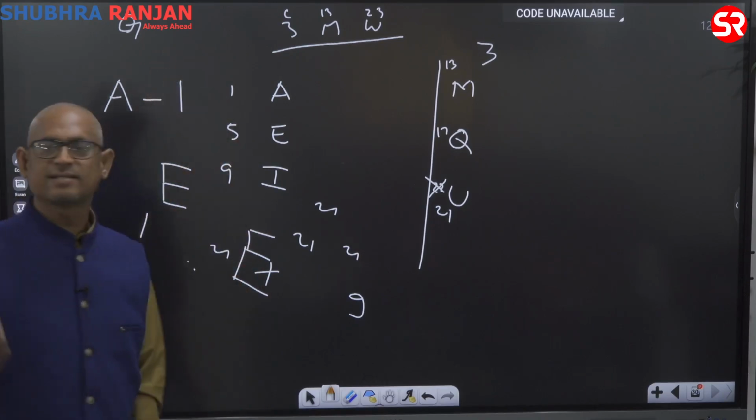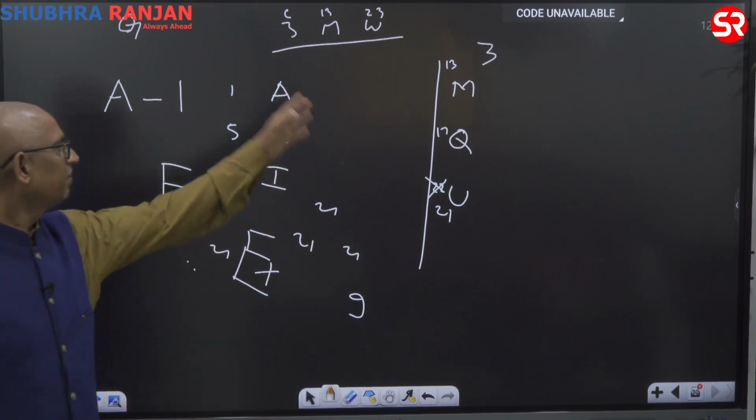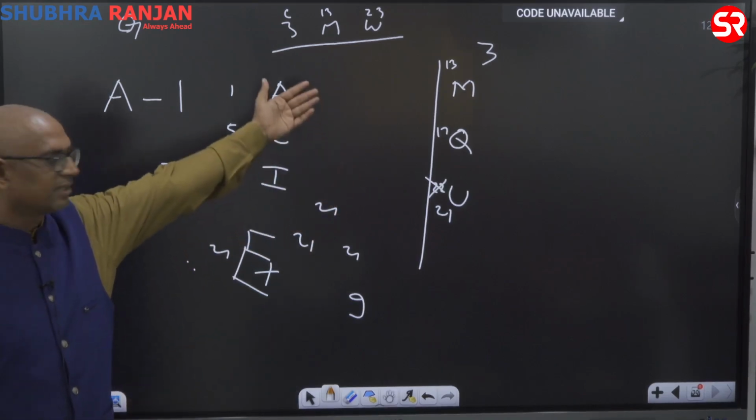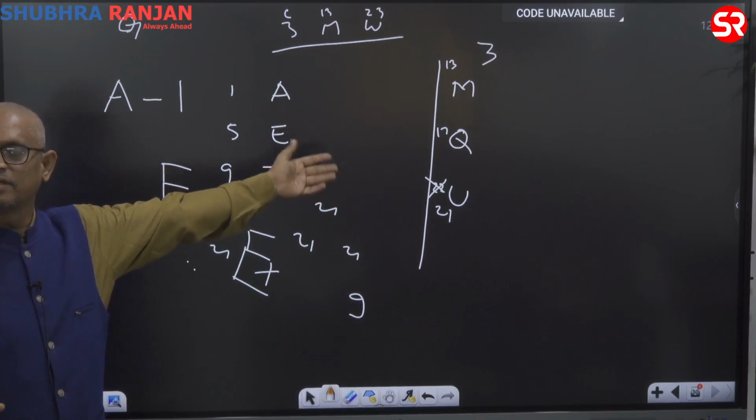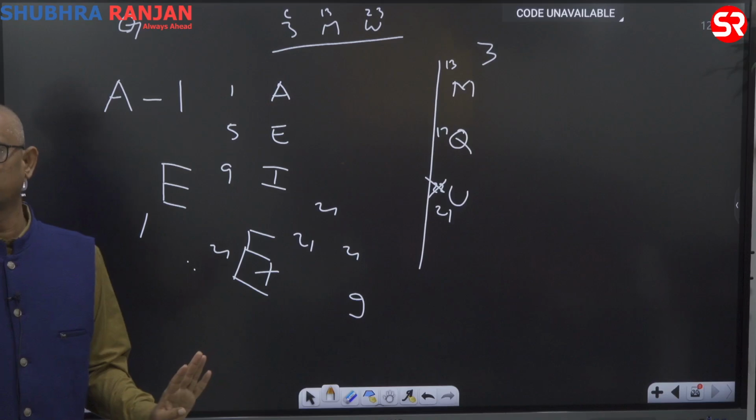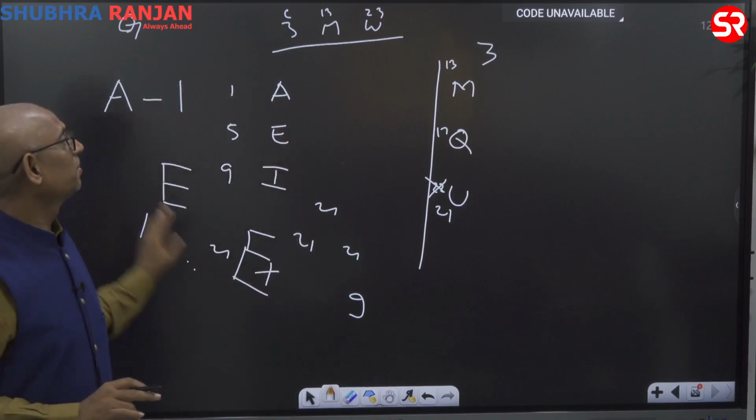So AEI means 159. MQU, multiple questions in UPSC. What is that? M 13, Q 17, U 21. Okay. These things you have to remember very carefully.